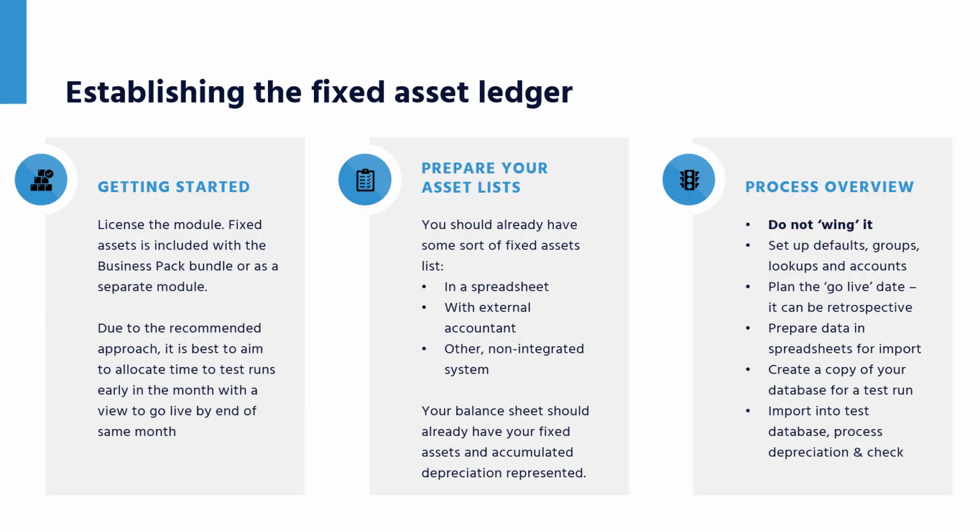In terms of establishing the fixed assets ledger, it is a separate module, so unless you're on one of the business pack bundles that includes it, you will need to license that module. It is best to set some time aside to allocate test runs. It is something that you should be able to do within a month, and we recommend that you get started soon after you've done your end of month processes when you've got a bit of time, and there's no reason why you couldn't be live by the end of the same month.